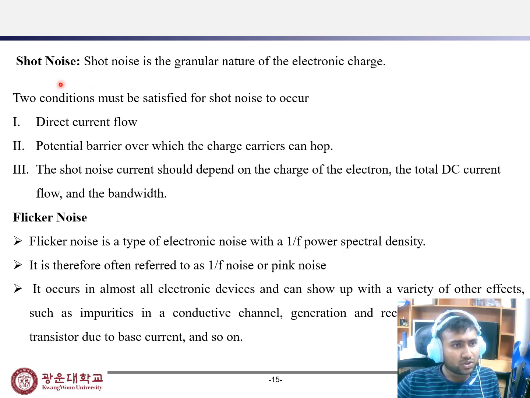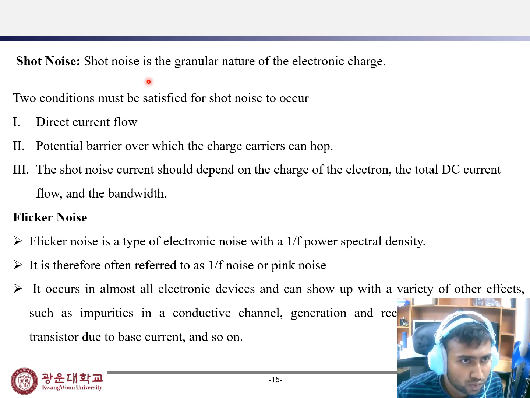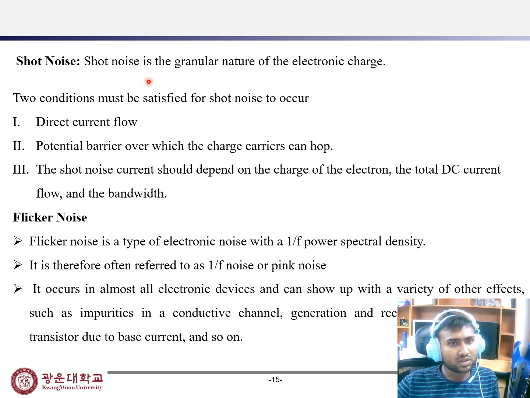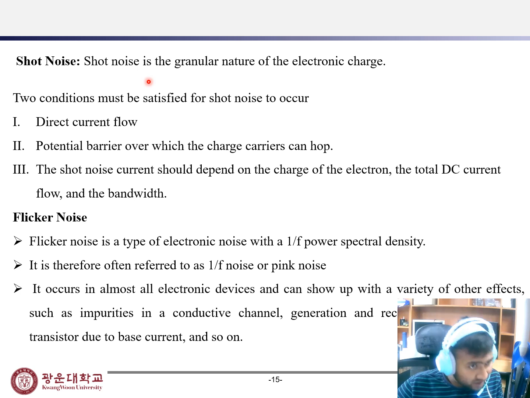Another noise is shot noise. Shot noise is due to the granular nature of electronic charge. Two conditions must be satisfied for shot noise to occur: mainly direct current flow, and a potential barrier over which the charge carriers can hop. The shot noise current depends on the charge of the electron, the total DC current flow, and the bandwidth. And another noise is flicker noise.